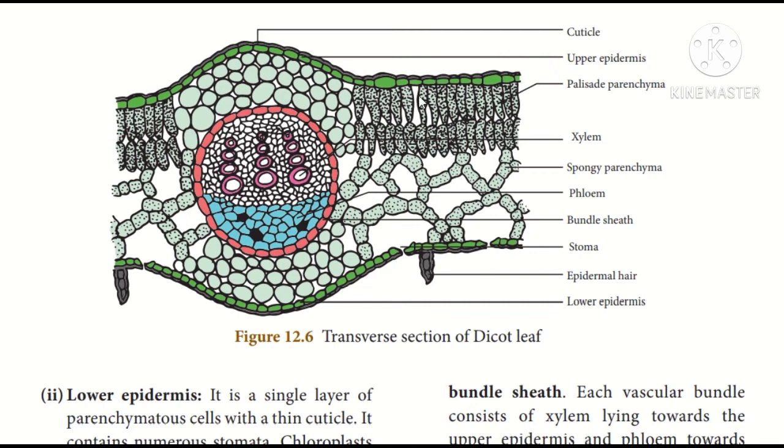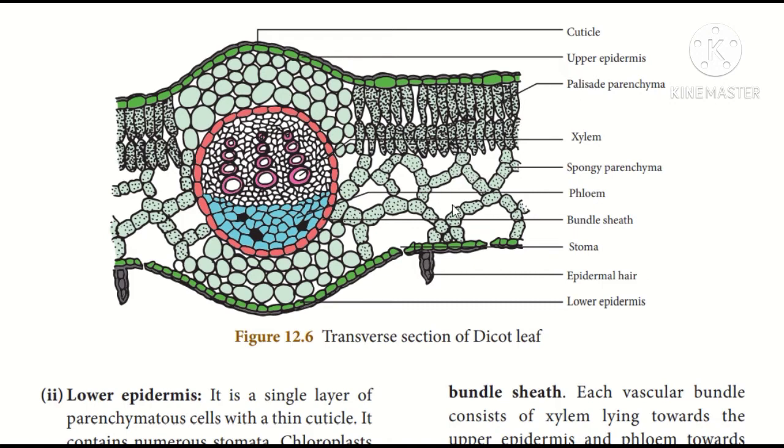The palisade parenchyma is found just below the upper epidermis. The cells are usually elongated, and numerous chloroplasts are present in the palisade parenchyma. The cells are arranged without any intercellular space. The main important function is photosynthesis. That is the nature of the palisade parenchyma.